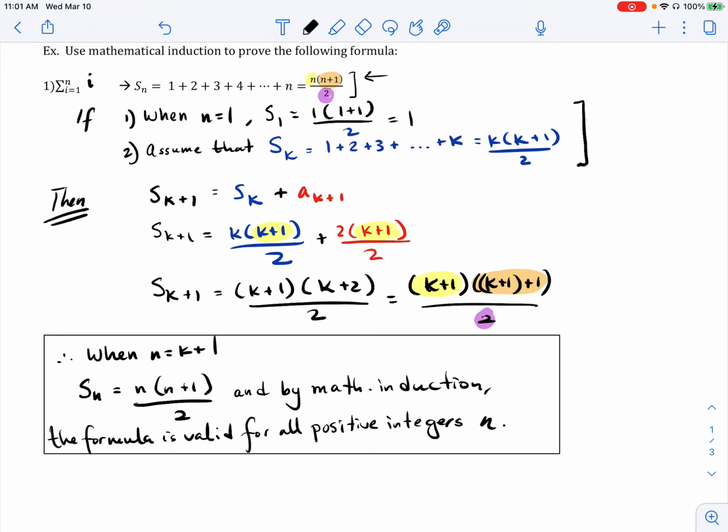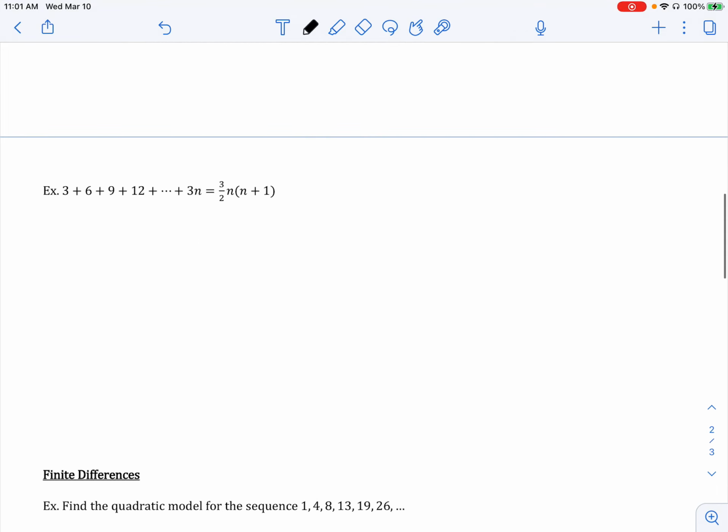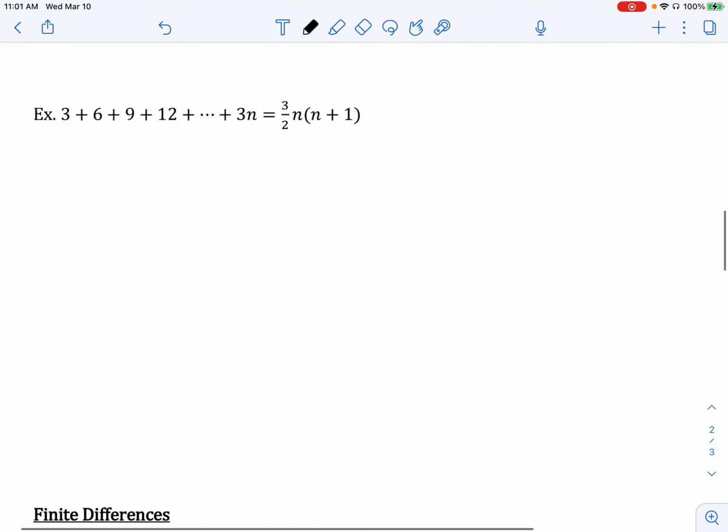Okay, so I encourage you to try this next problem on your own. Go ahead and try this, and you can go ahead and check my proof that I have uploaded to Google Classroom.